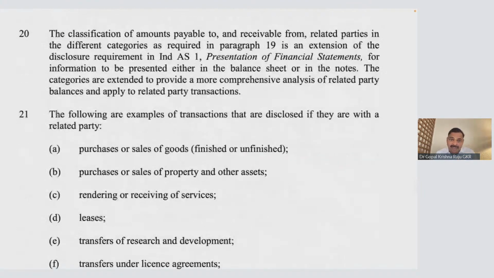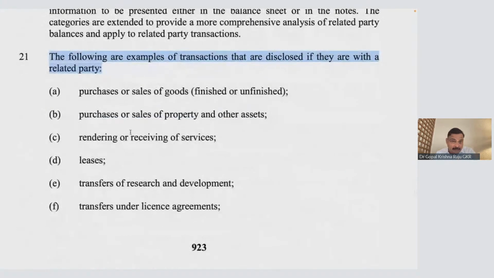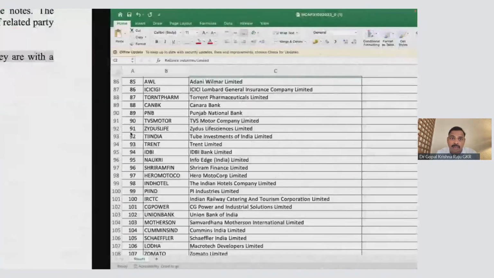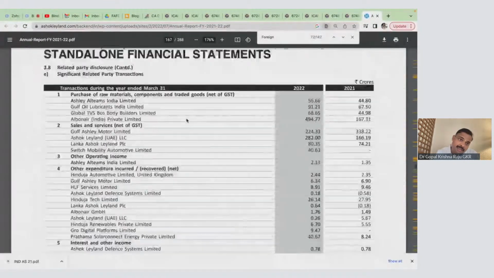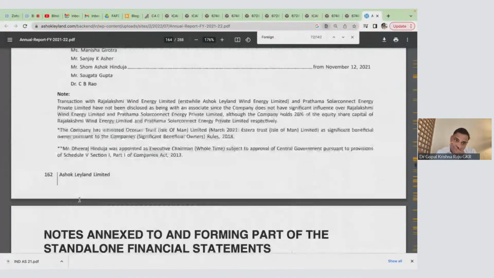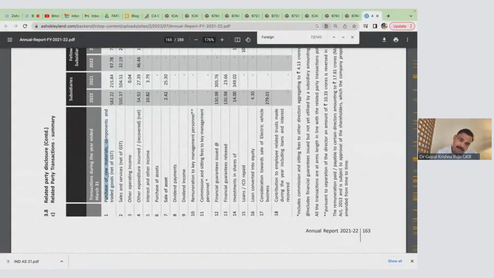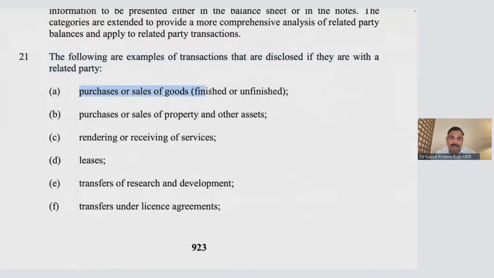Now, the following are examples of transactions. It's only examples. Okay, now please look at this Ashok Leyland. These are all the examples of transactions: purchase of raw material, sale, and services of sales and services. That is what is given here. Purchase, sales, all these are already there.